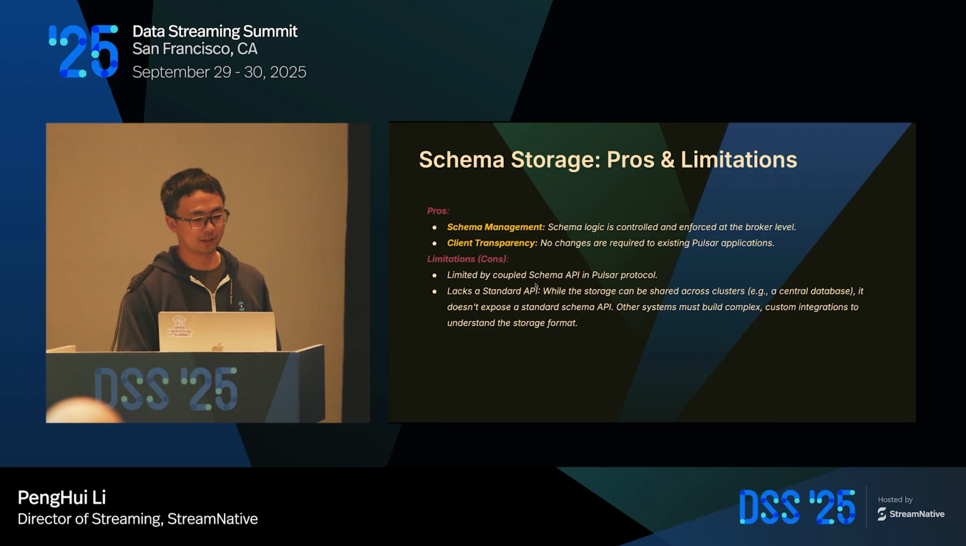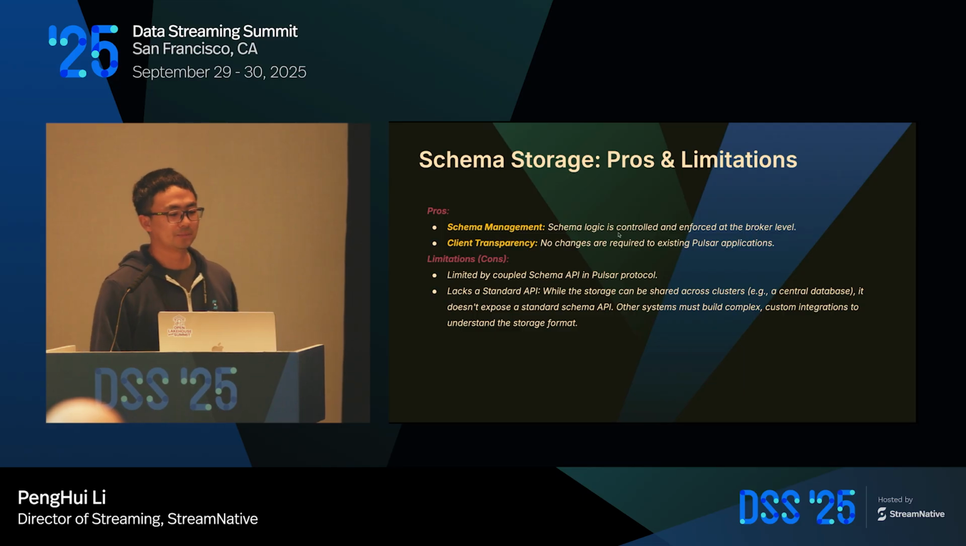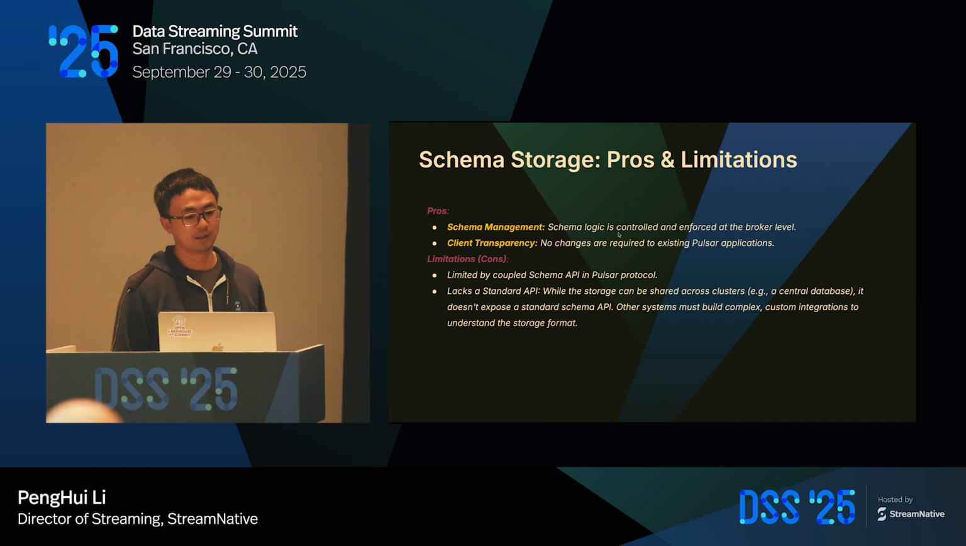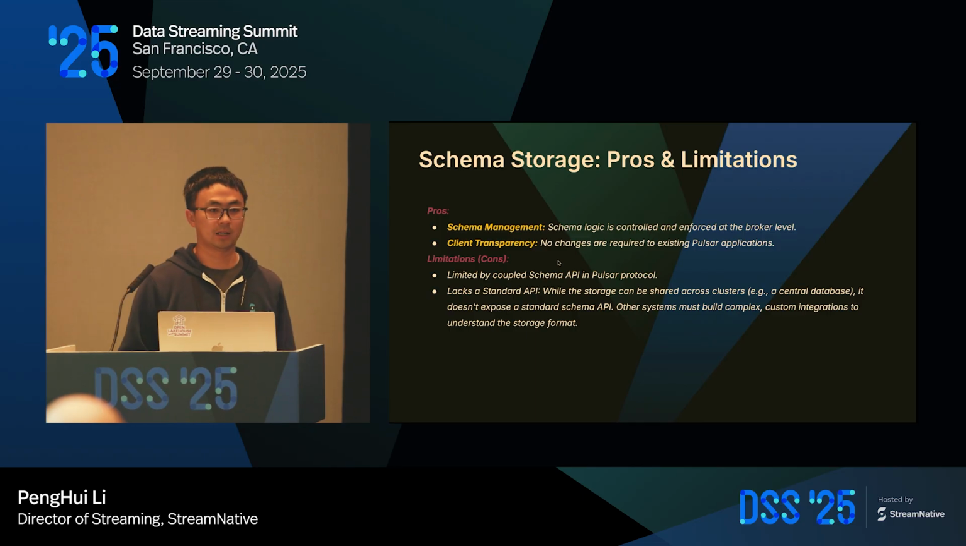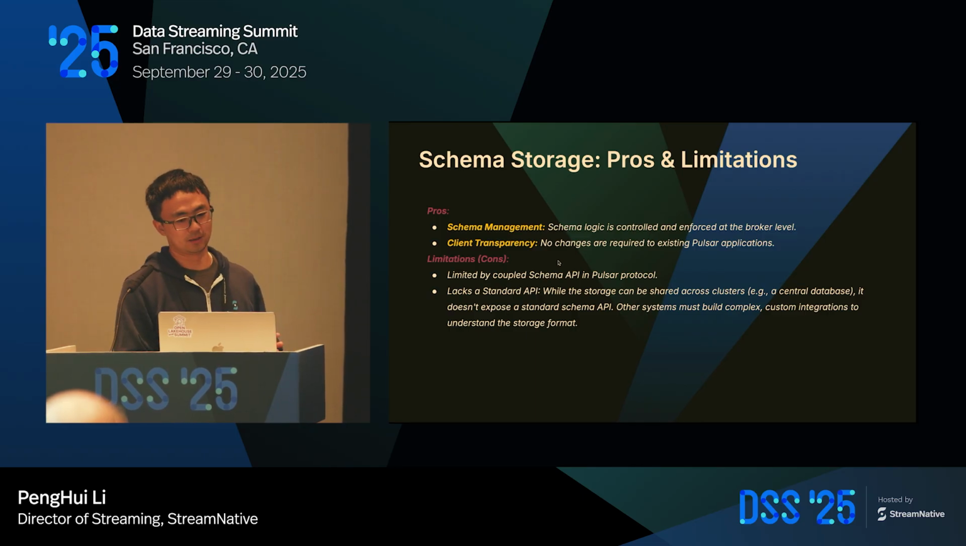So the good thing is, if you only customize your schema storage, you can reuse everything on the broker side, like the schema compatibility check and everything handled from the interaction between producer, consumer and schema, right? And you don't need to change anything on your client side. The Pulsar application can just use the example I shared before. It's pretty simple, and nothing needs to be changed.